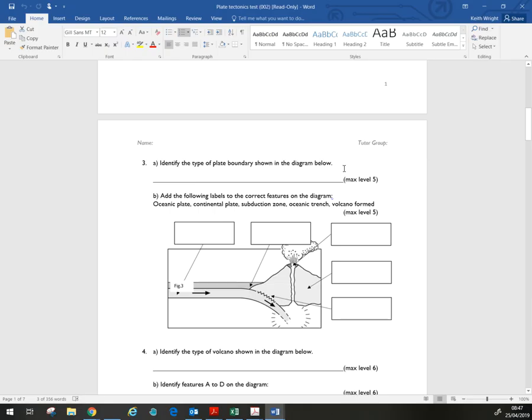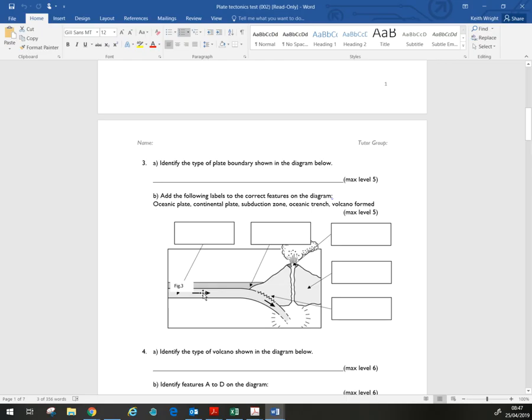Identify the type of boundary shown in the diagram below. So we're looking at it, we're working this out. We can see the arrows going on this plate here, going underneath this plate, and it is indeed a destructive plate boundary. And you've got to add labels for the different parts of the diagram.